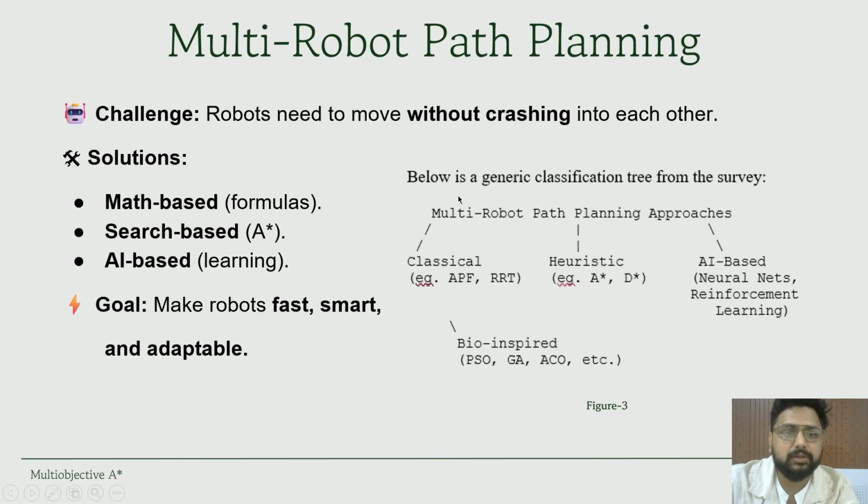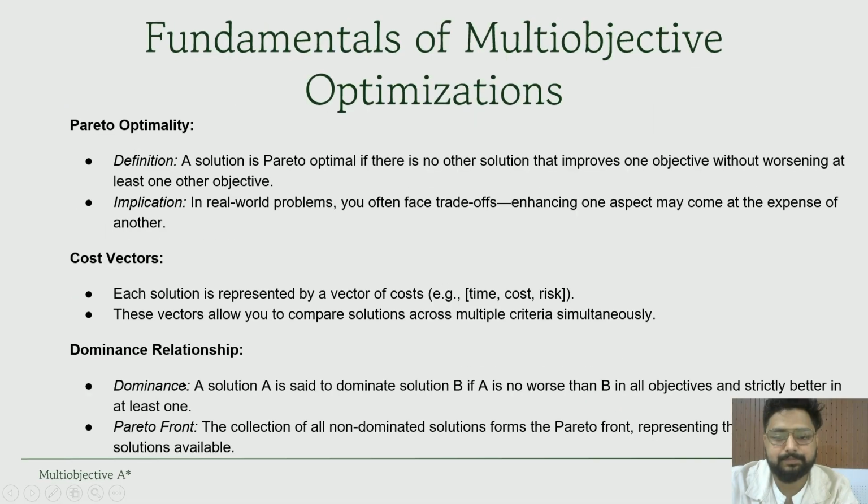Now, multi-robot path planning. The challenge here is that the robots need to move without crashing into each other. Many approaches are used here, like classical, heuristic, or AI-based approaches. The main goal is for the robots to be fast, smart, and adaptable. Mostly AI is working fine.